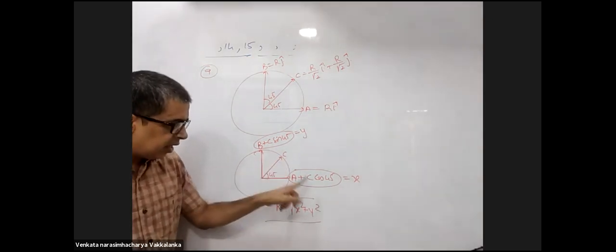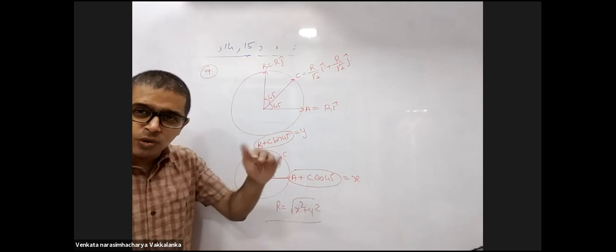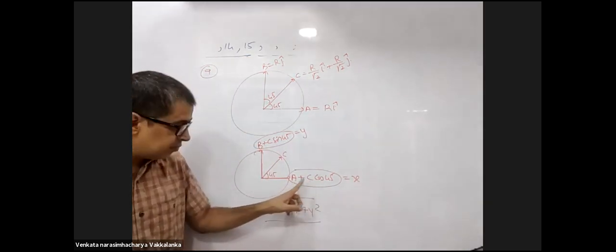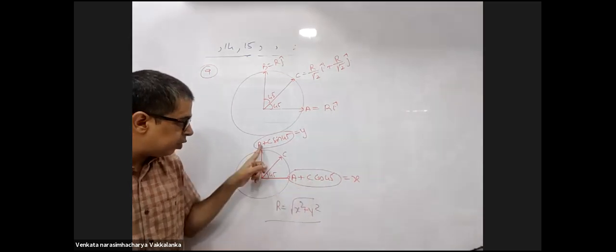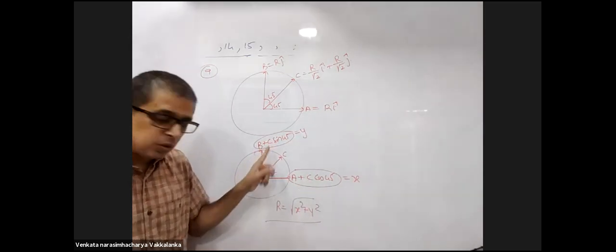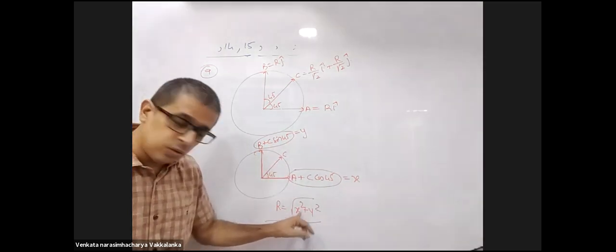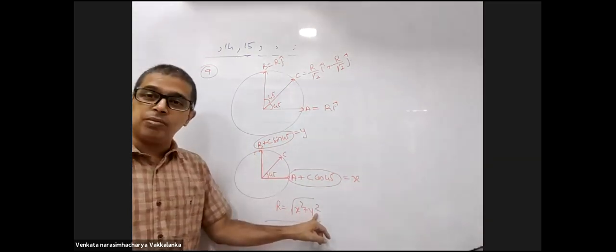C, I wrote it as C so that you know which vector we are referring to. This is also R, this is also R. R plus R by root 2. R plus R by root 2. Root over of R plus R by root 2 whole square, R plus R by root 2 whole square.